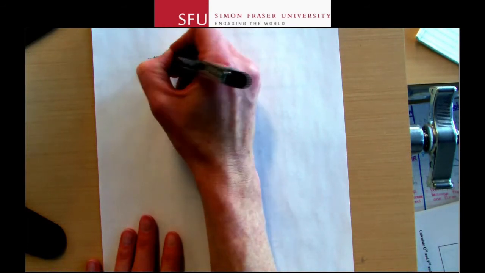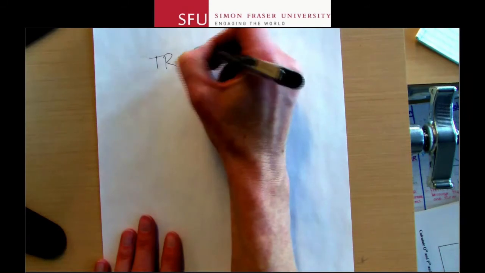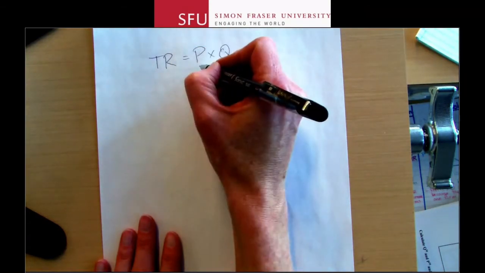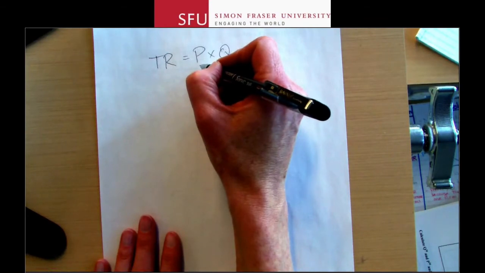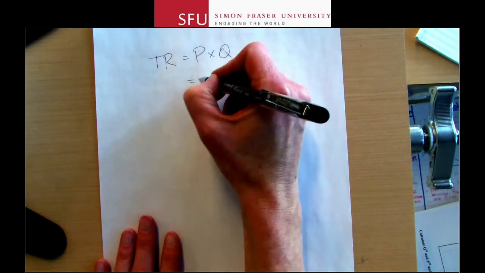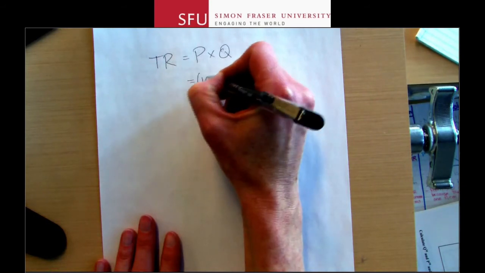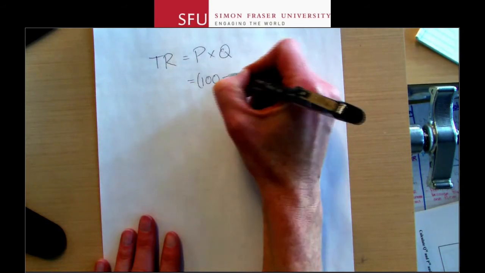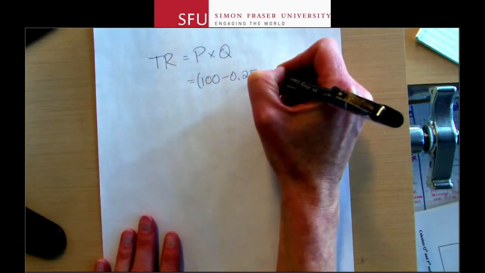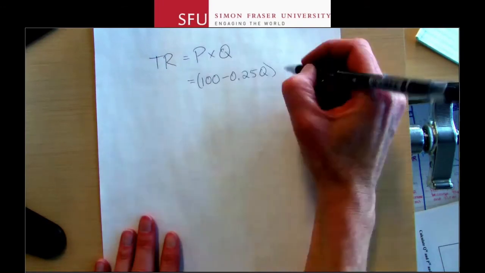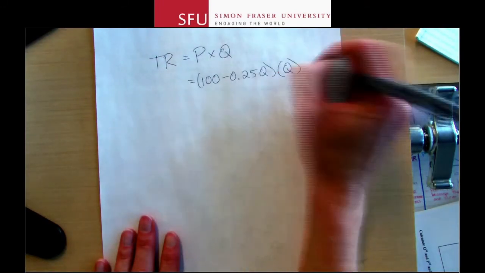Okay, so total revenue is P times Q. The price is the price consumers are willing to pay, and that is a function of Q, so that's the demand function. Yeah, so that's the demand function. So P is the demand function, right? The price consumers are willing to pay times Q.